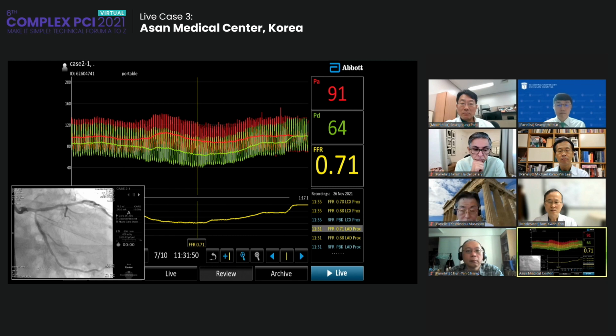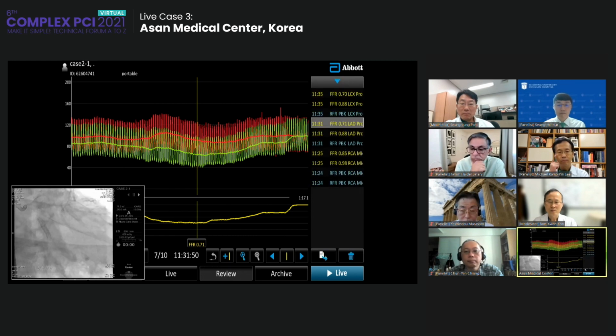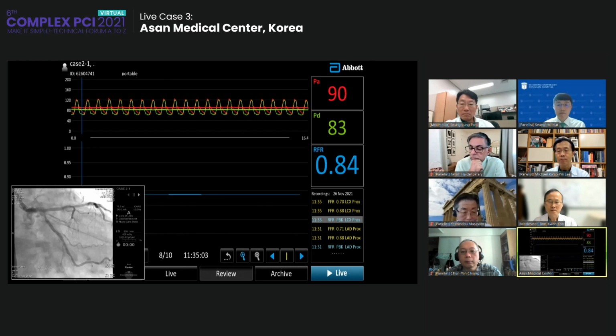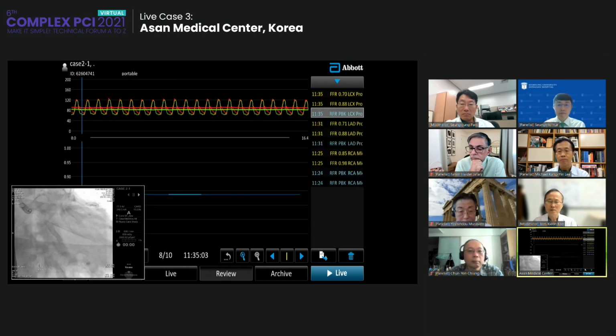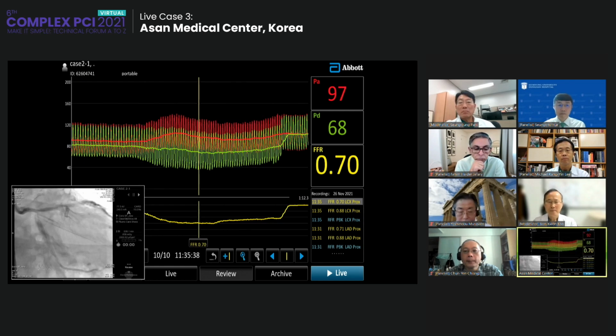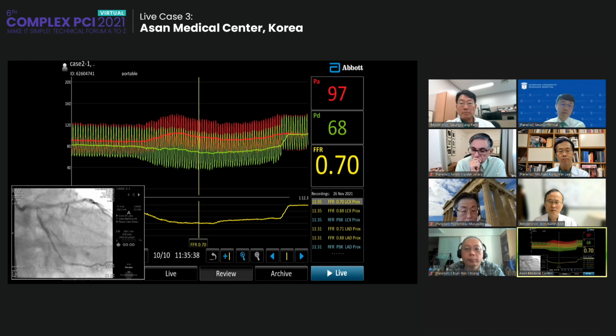And we also checked the circumflex. Circumflex RFR was 0.84, significantly low, and the FFR was 0.7. That was a little bit lower than Dr. Gu expected. And there was also a major step up at the very proximal circumflex and left main. This is the result of the physiology. Yes, the circumflex from left main 0.71, the LAD to left main 0.70. This is the second stage.